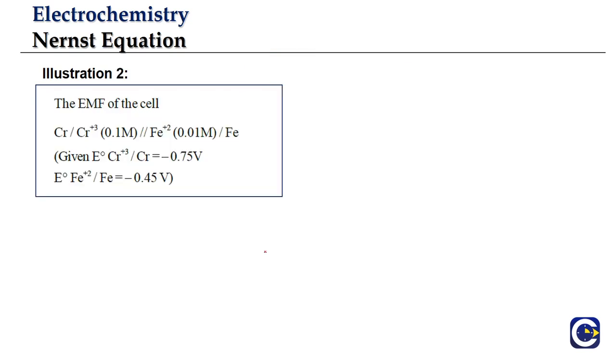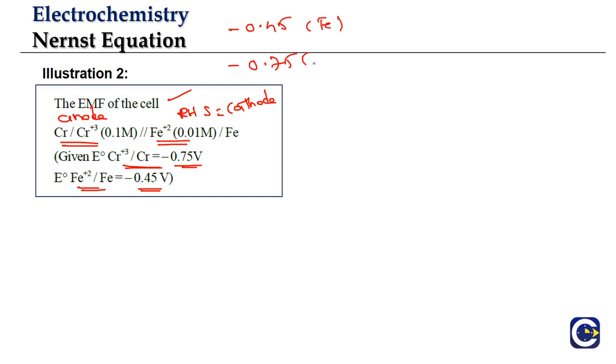Let us look at one more question. In this question we will be finding the EMF value of the cell. We have a cell consisting of a chromium electrode and an iron electrode. Chromium is the anode, because the LHS is always the anode, and the RHS, the iron electrode, is the cathode. The standard electrode potential of chromium is given as minus 0.75, and that of iron is given as minus 0.45.